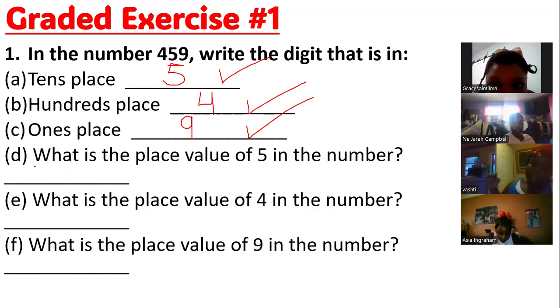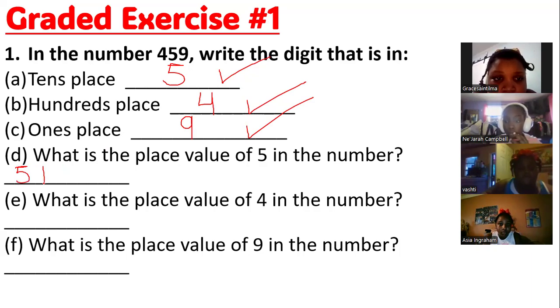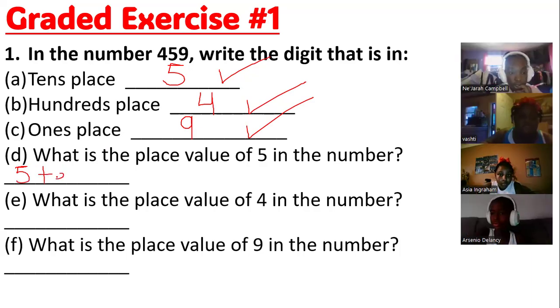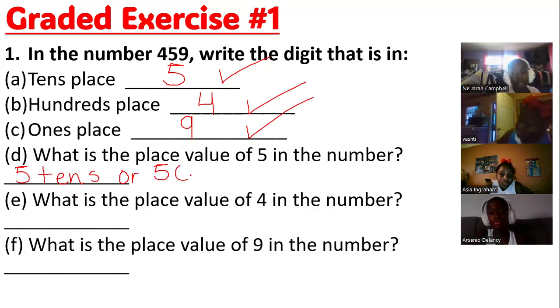So what did y'all write? 5 tens or 50? I wrote 50. Right, 50. So we can write 5 tens or 50. Either one of them works, okay? I write both. No, don't write both. Pick one, okay?